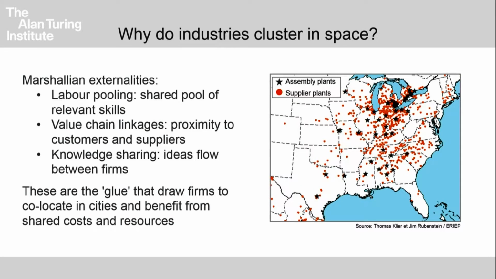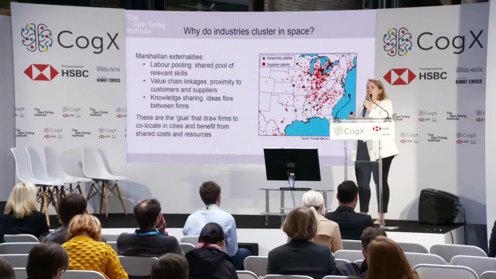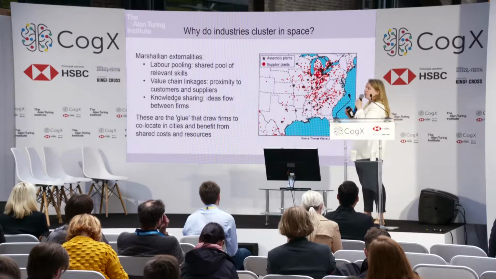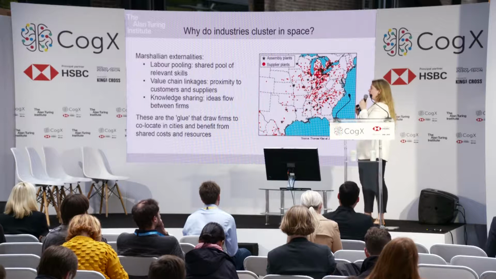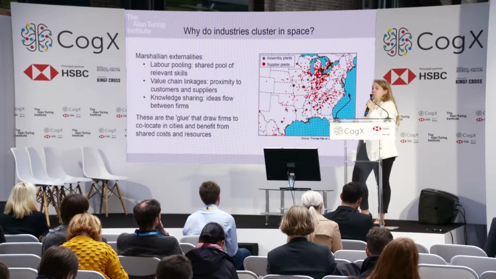Many of you will be familiar with the US expertise in producing cars. This is the automotive alley, so to speak. This is a plot of assembly plants locating in close proximity to their suppliers for the production of cars. This is an example of the second externality, the idea that firms tend to locate close to their customers and their suppliers, particularly industries that have higher transport costs.